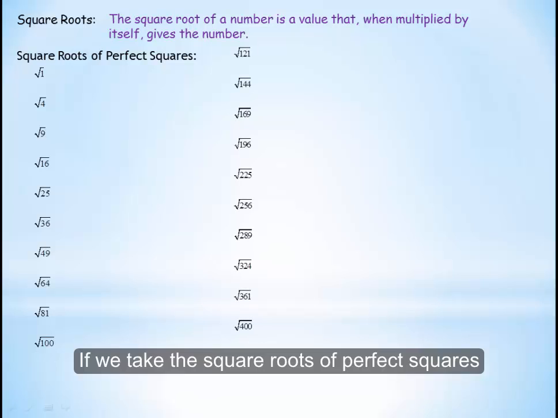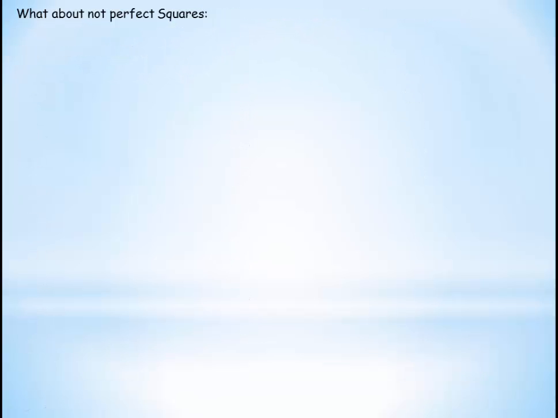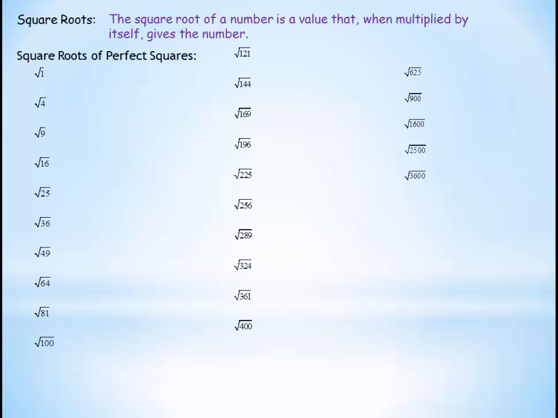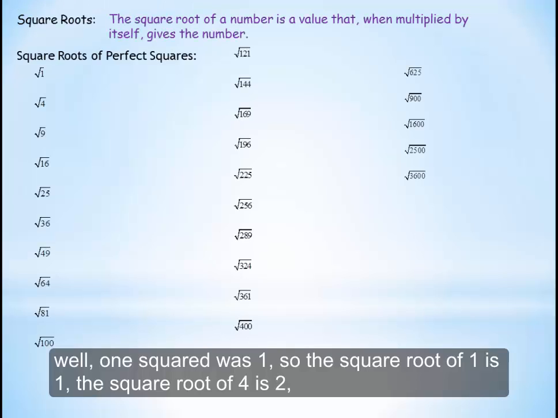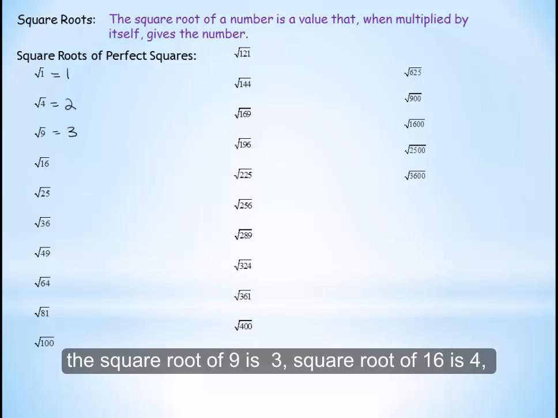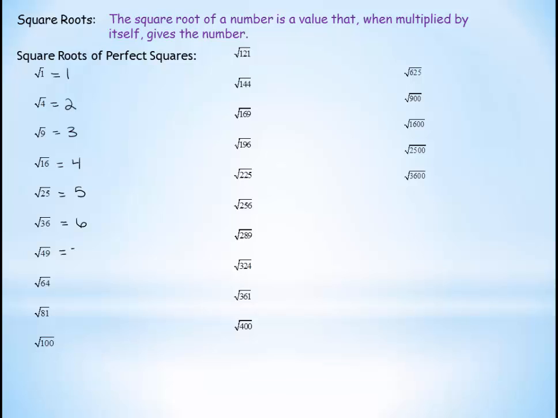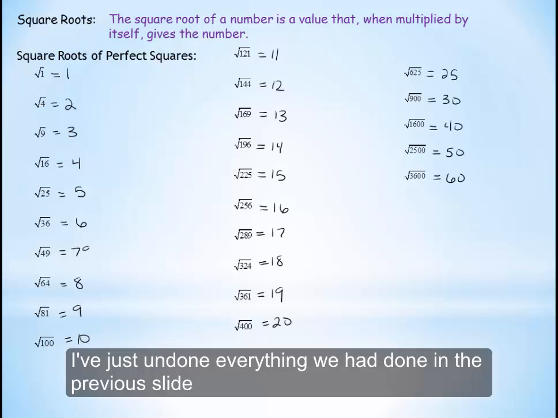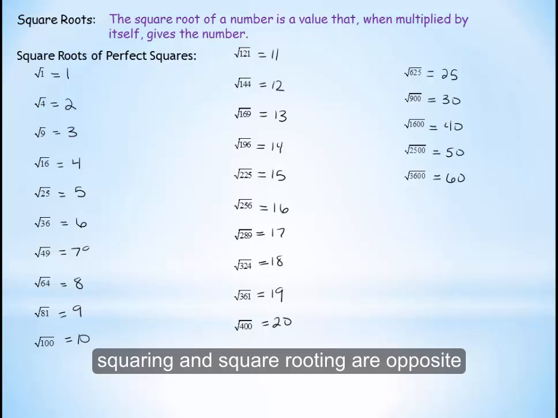If we take the square roots of perfect squares, well, 1 squared was 1, so the square root of 1 is 1. The square root of 4 is 2. Square root of 9 is 3. Square root of 16 is 4. Square root of 25 is 5. 6. Square root of 49 is 7. 8. 9. 10. You get the idea. I've just undone everything that we had done in the previous slide. Squaring and square rooting are opposite.